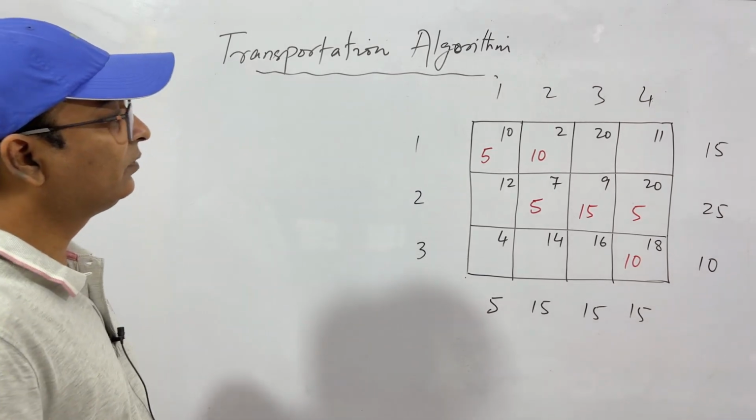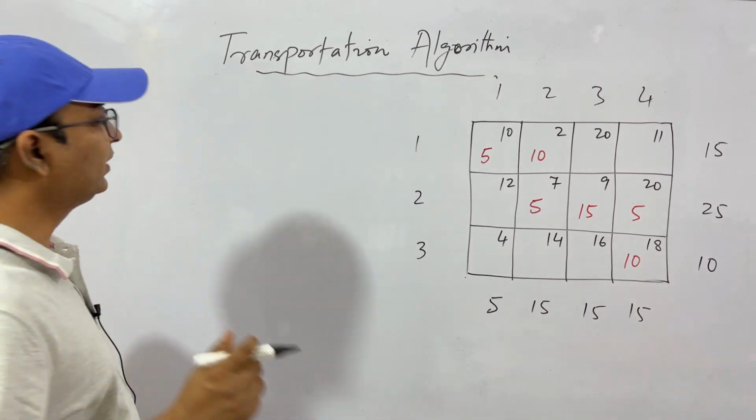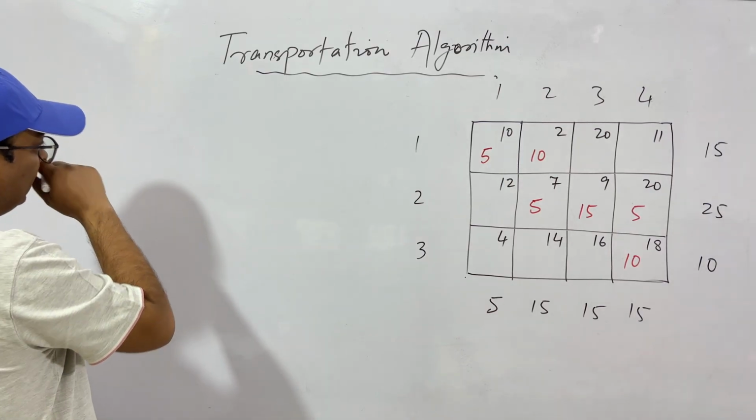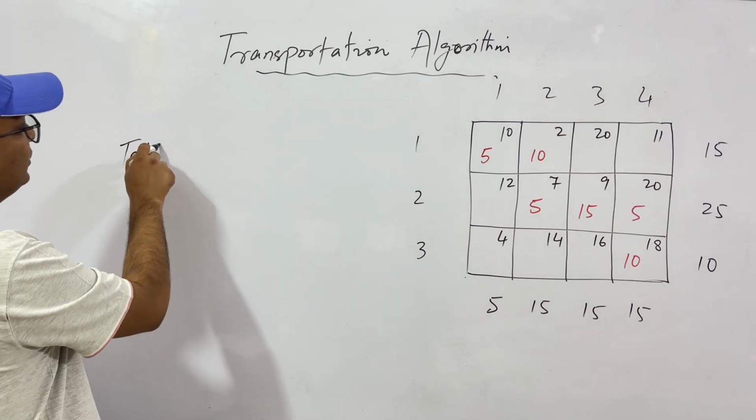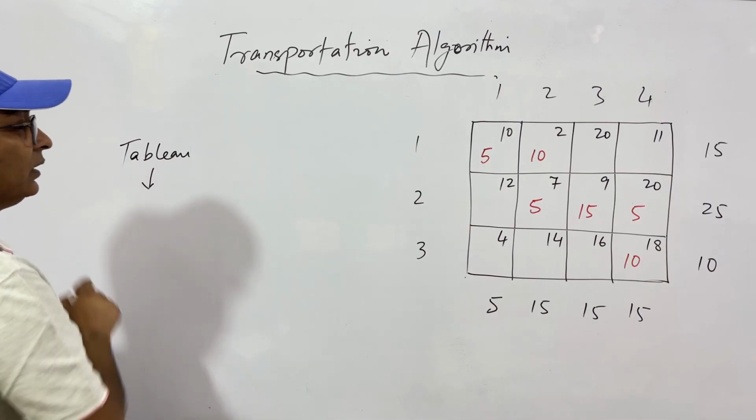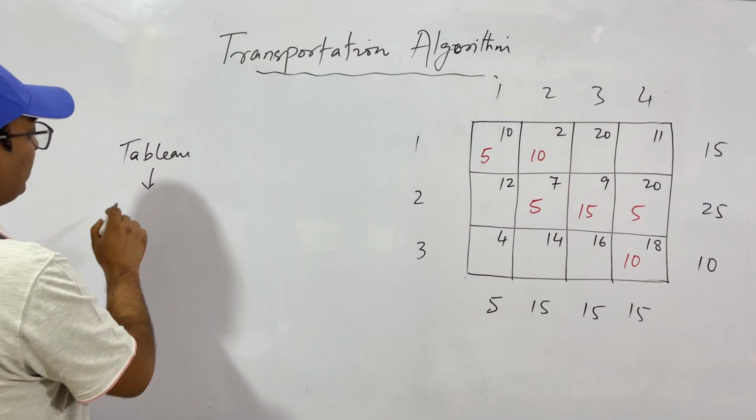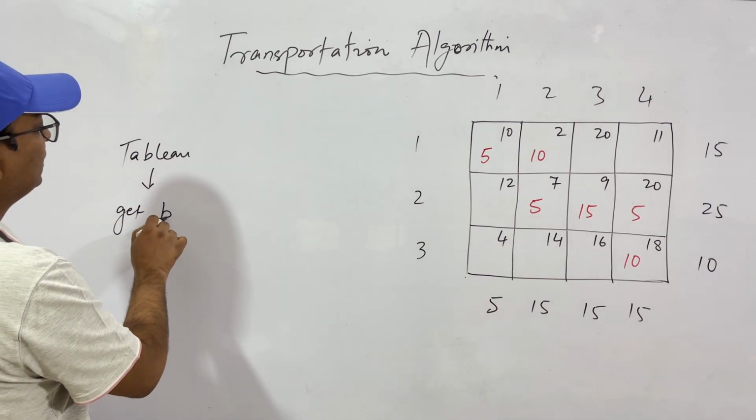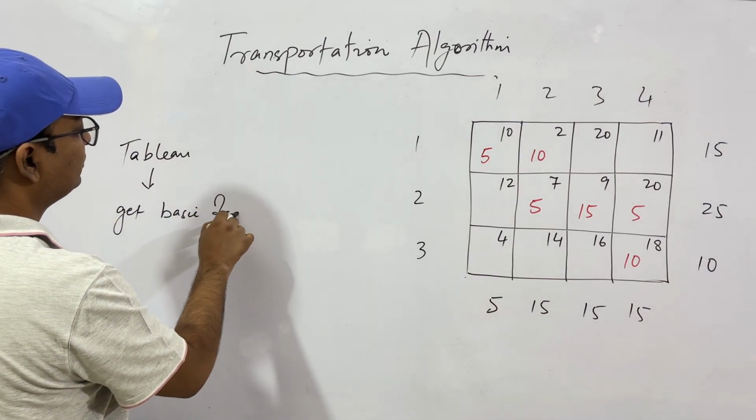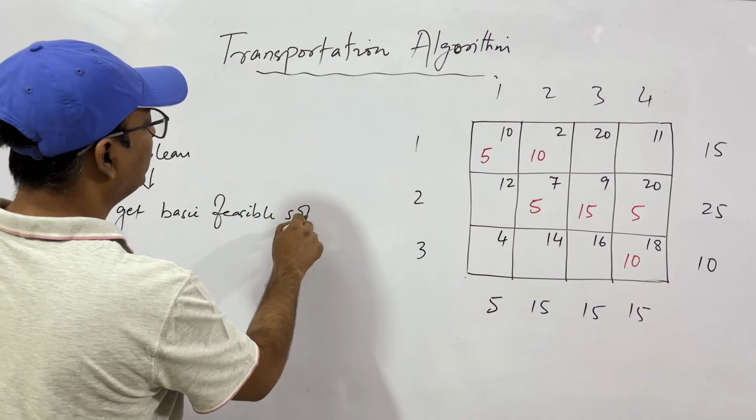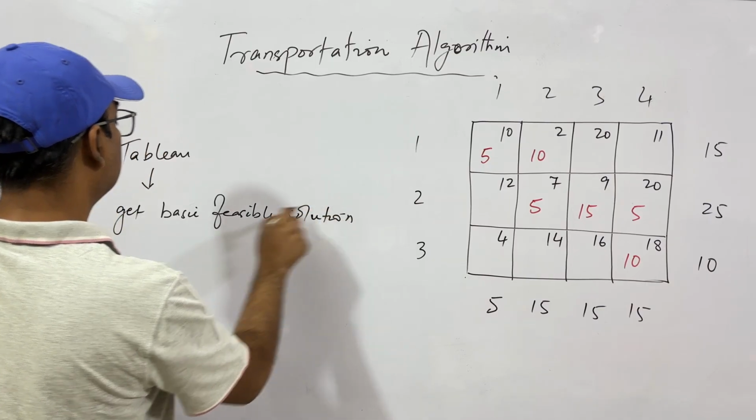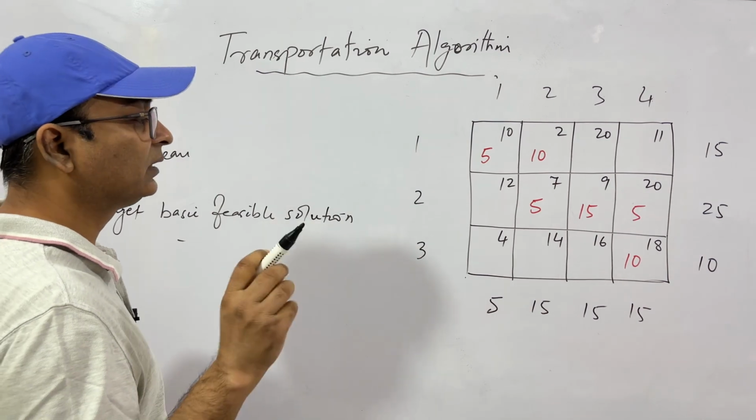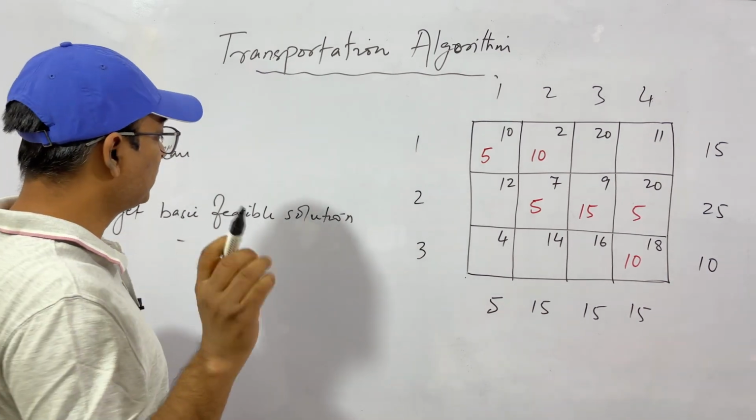So up till now, what have we learned in our transportation model? We have learned how to understand a transportation problem and convert it to a tableau. This we know. Then we learned three methods to get the basic feasible solution. What were those methods? First was the northwest corner method, second was the least cost method, and third was the Vogel approximation method.